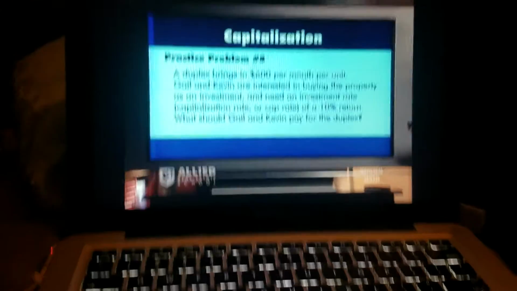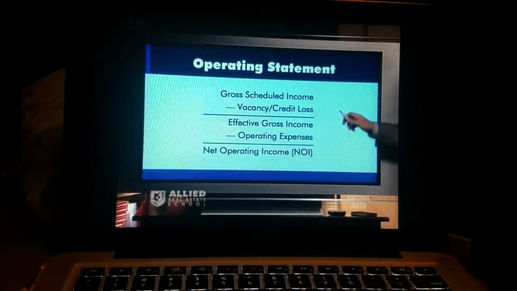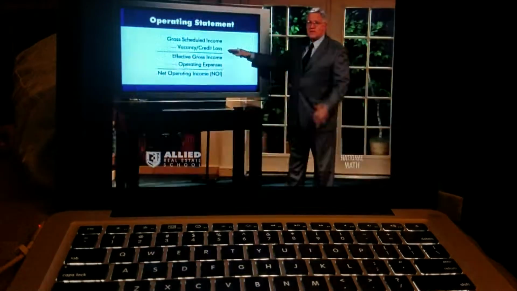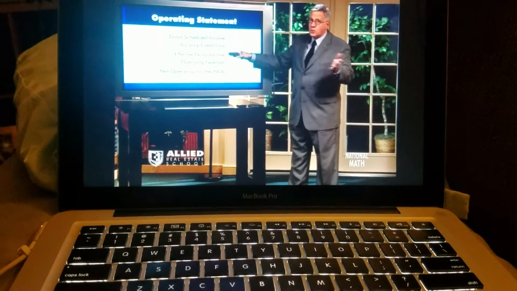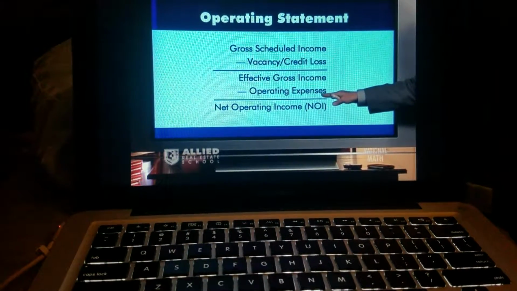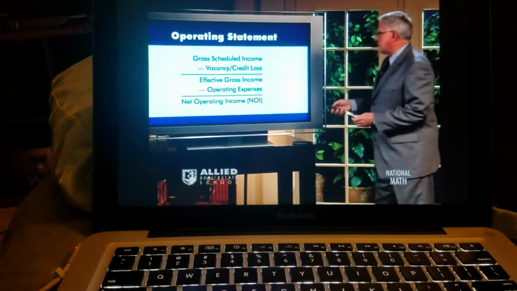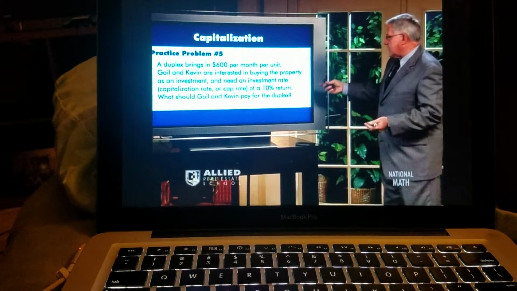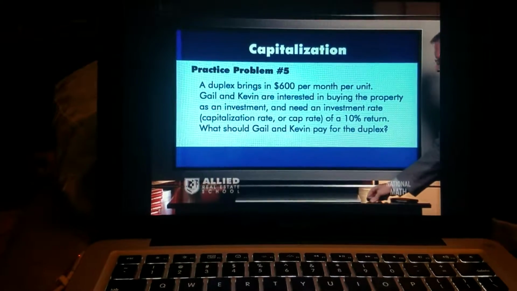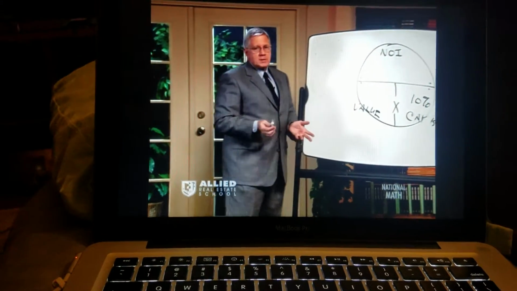Well, if you remember our chart on NOI, it looks like this. We said that we would take the gross scheduled income minus the credit or vacancy loss. Now, did this problem have a credit loss in it or vacancy? And the answer is no, so we didn't have to worry about it. To give us our effective gross, subtract our operating expenses, and then we get our net operating income. Okay? Let's click back to this. Well, we don't have any expenses here, but we do have income. The duplex brings in $600 per month per unit. So what does that say? We don't have any expenses, so we're just going to have to calculate on pure income here.